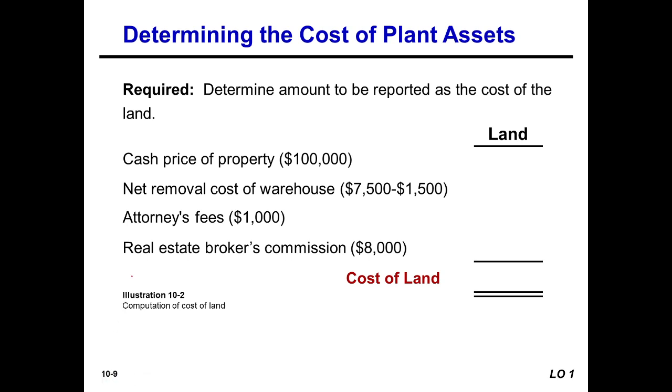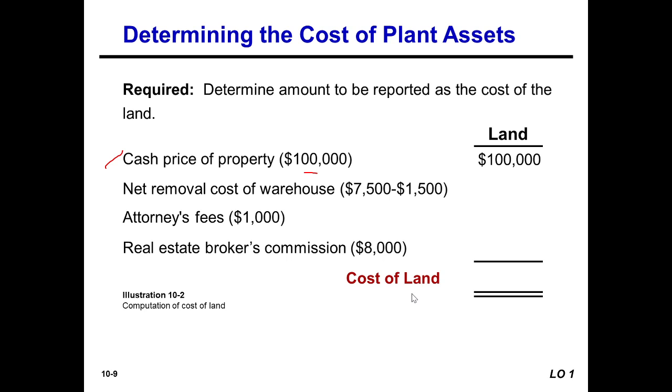First, cash price of property $1 lakh. Net removal cost or raze cost of warehouse $6,000. Attorney's fees $1,000. Real estate broker's commission $8,000. The cost of land is $1,15,000. This is the cost of land. In such a way we can calculate the cost price of land.